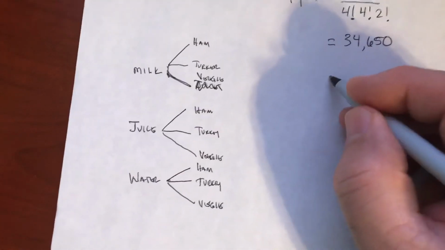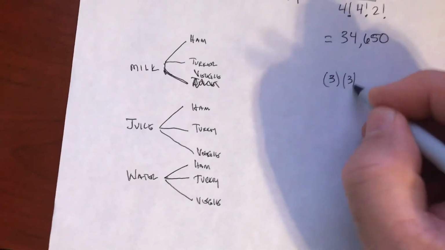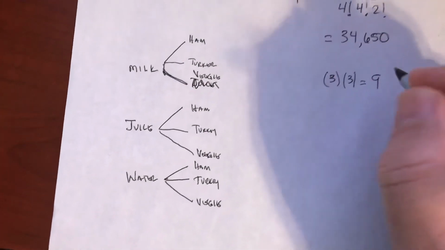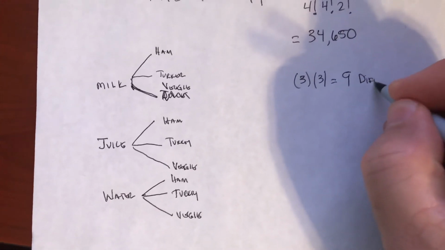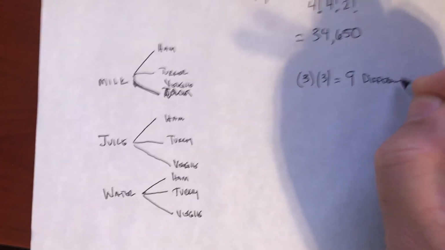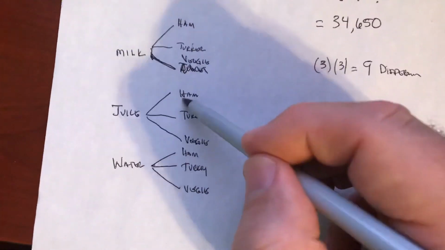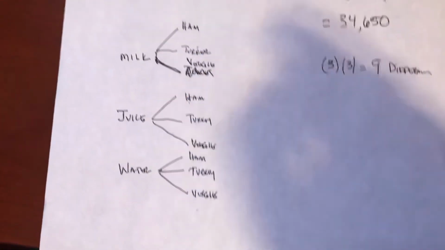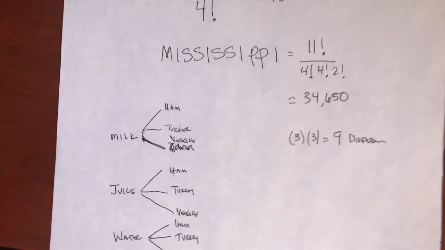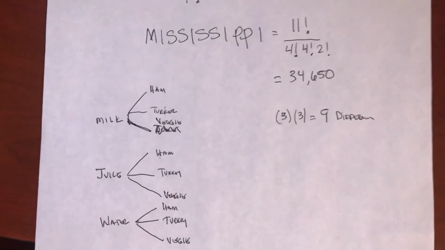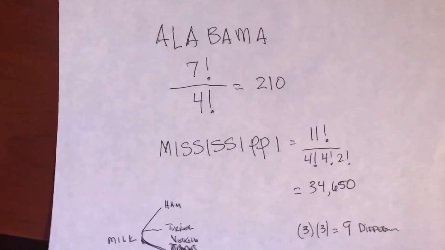All right, so we have 3 choices for a drink, 3 choices for a sandwich, 9 different ways we could do this. The tree diagram supports this. 1, 2, 3, 4, 5, 6, 7, 8, 9. Okay, that is your ideas involving chapter 10, section 1.